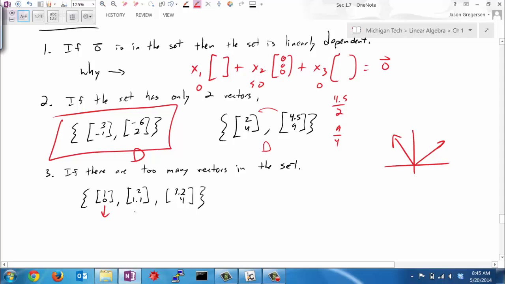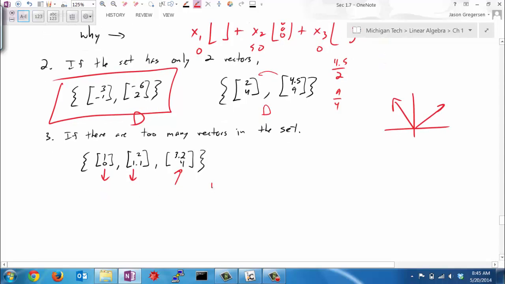So if I have 3 of them, one of them has to be redundant. If I can get to anywhere in the space as a linear combination of these 2, that means I can get to here. And so that one has to be a linear combination of the other 2. Now, it turns out that I need 2 linearly independent vectors to span R2. I need 3 linearly independent vectors to span R3. How many do I need for R4? 4. All right, so on and so forth.